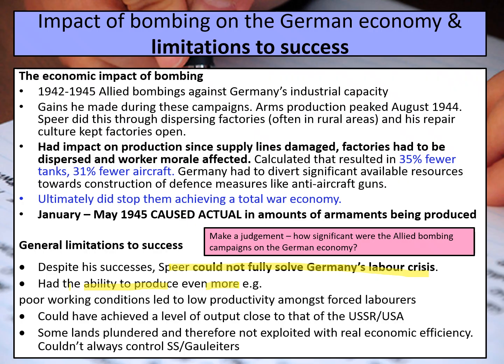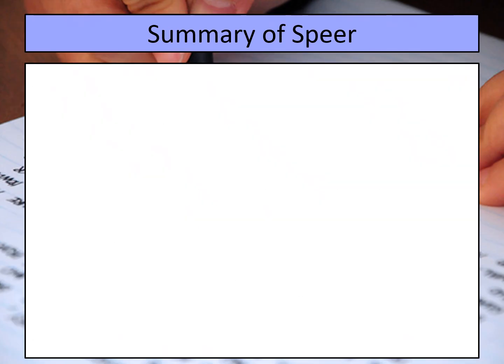The industrial production peaks in August 1944, but it could have achieved more than it did at that point. Poor working conditions led to low productivity amongst forced labourers. And also some lands were plundered and therefore not exploited with real economic efficiency. For instance, Speer, despite the fact that he had greater control over the economy, couldn't always control the SS and Gauleiters who operated on their own levels and with their own agendas.